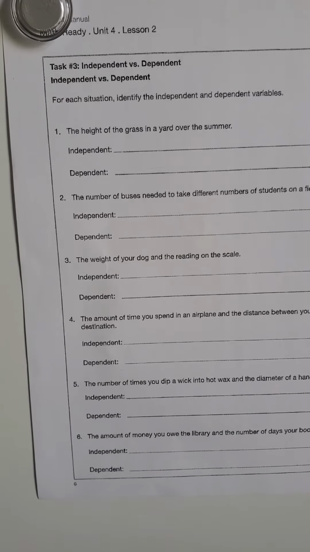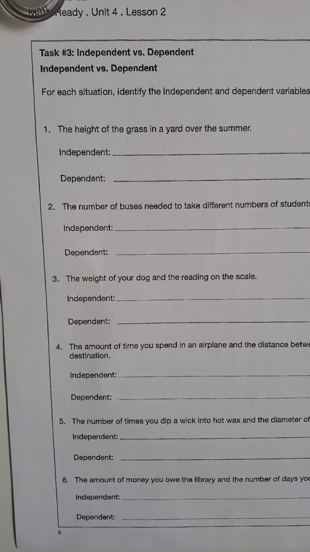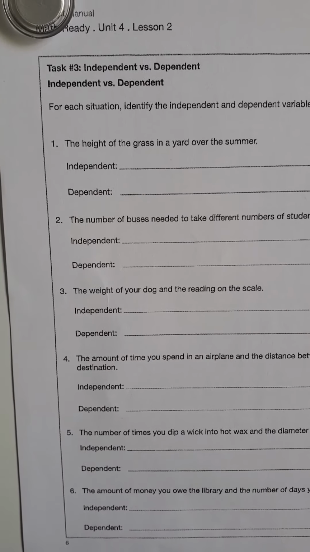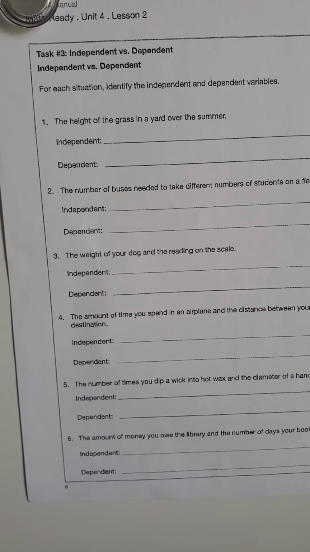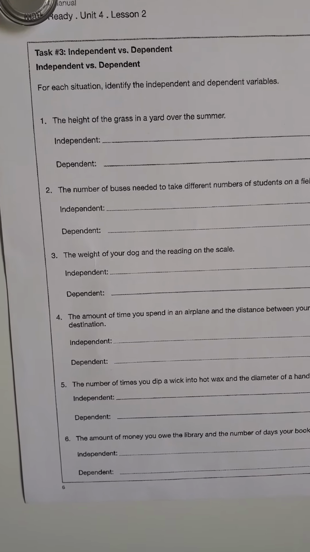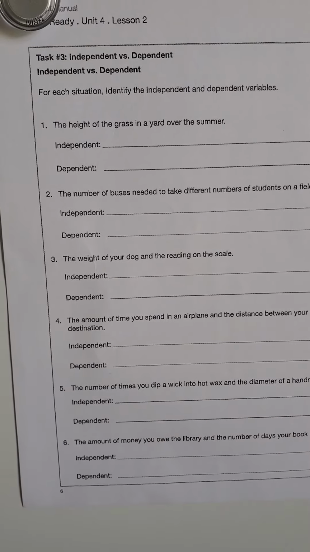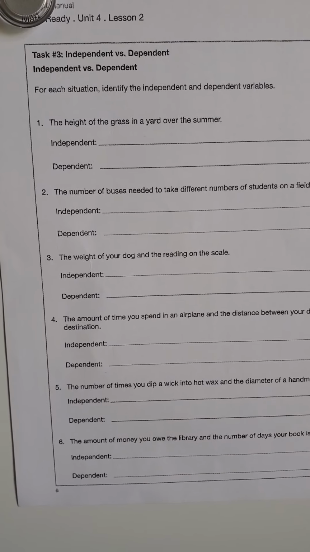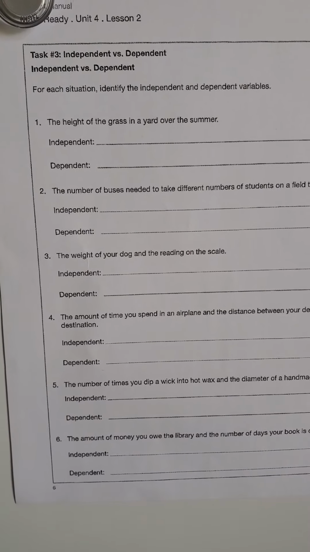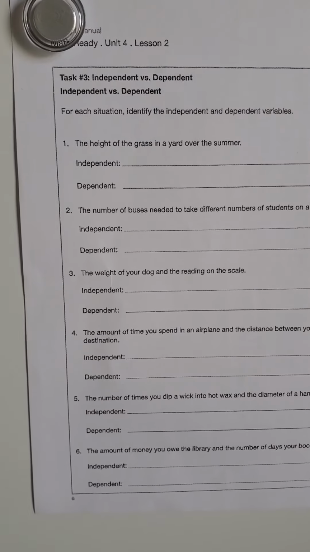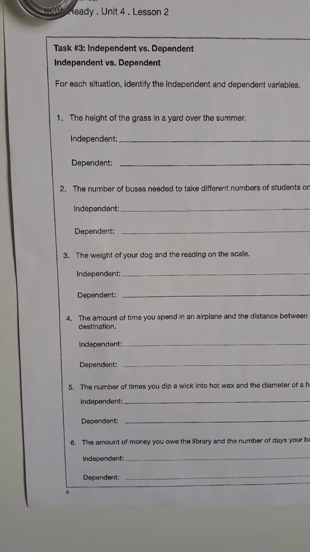Okay, so if we look at number 1, it says the height of the grass in a yard over the summer. So if I think about that, the height of the grass is going to depend on the weather over the summer. If it's too dry, then that grass is not going to grow. Or if it's really, really wet, it's not going to grow, or it won't grow healthy. Okay? So it has to have that right balance of sunlight and precipitation, etc.